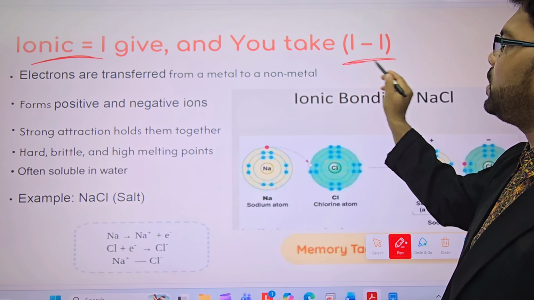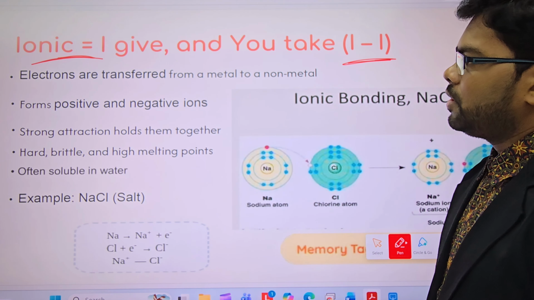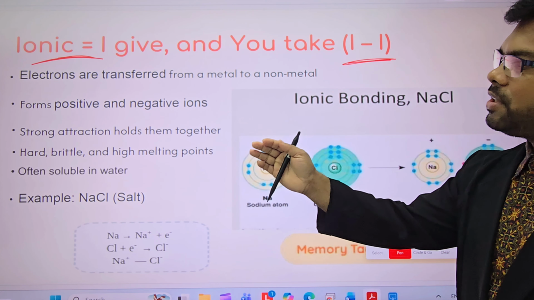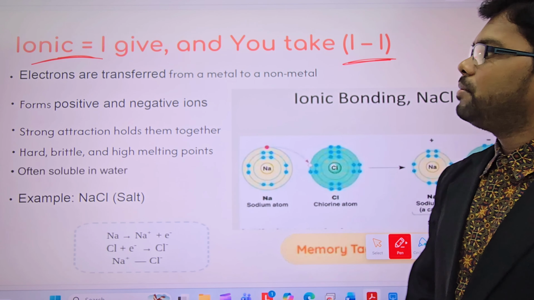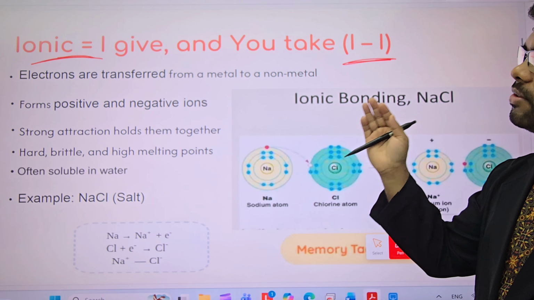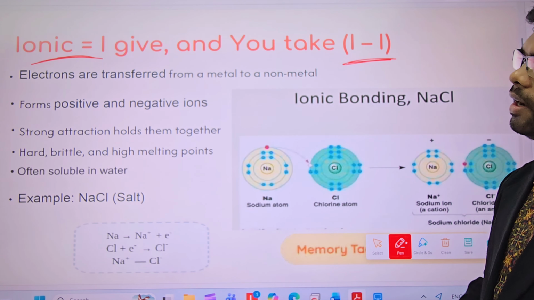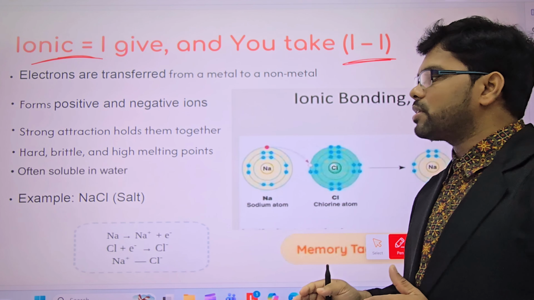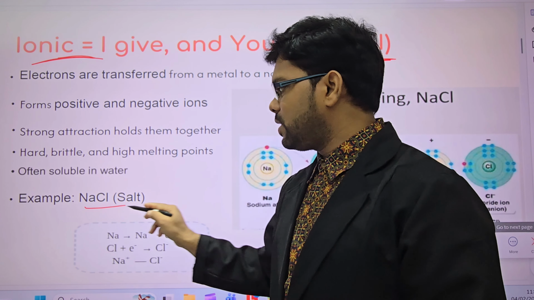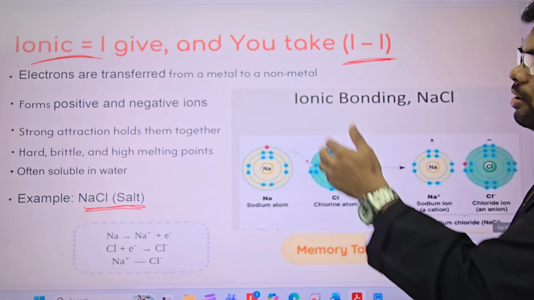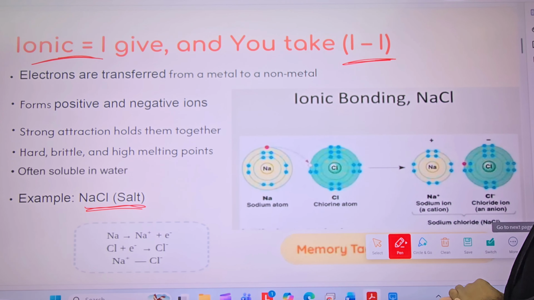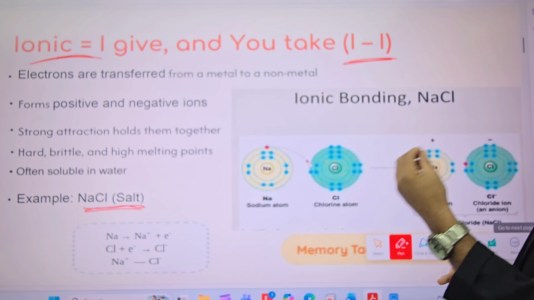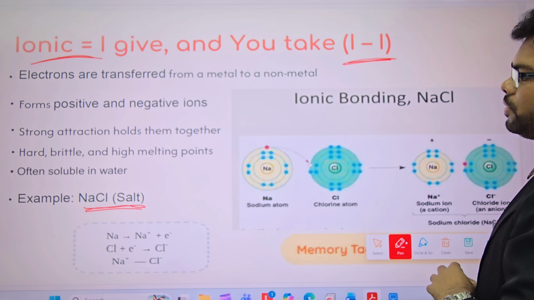So that is why there is a mnemonic, I square. Electrons are transferred from a metal to a non-metal, forming positive and negative ions. The strong attraction holds them together, and these compounds are basically hard, brittle, with high melting points, often soluble in water. An example is sodium chloride, which is a stable salt. Okay, so how does this bond take place? Ionic bond is actually the transfer of electrons from a metal to a non-metal.